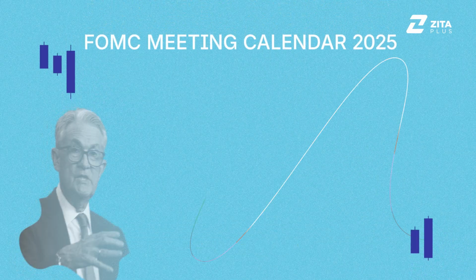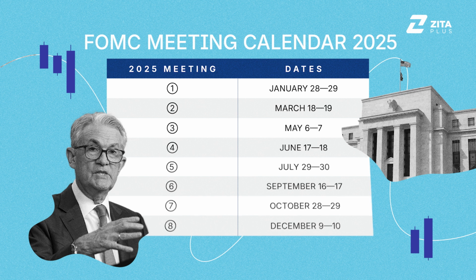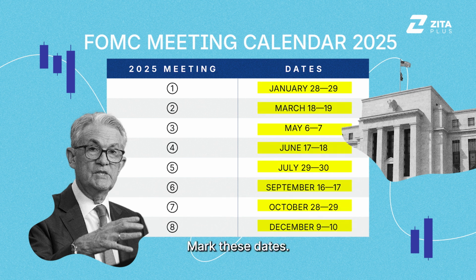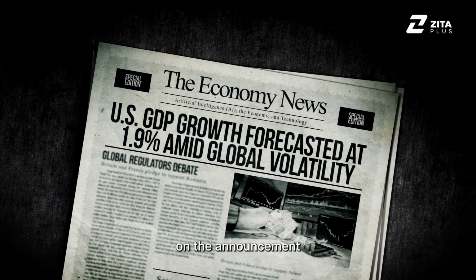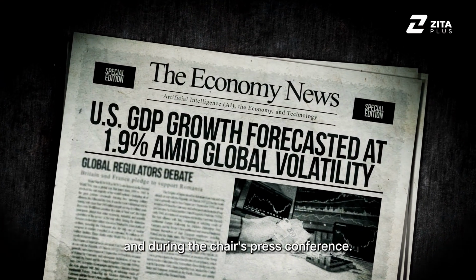FOMC meeting calendar 2025. Mark these dates. Volatility often spikes on the announcement and during the chair's press conference.